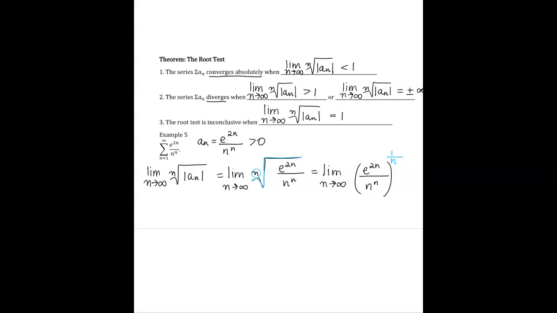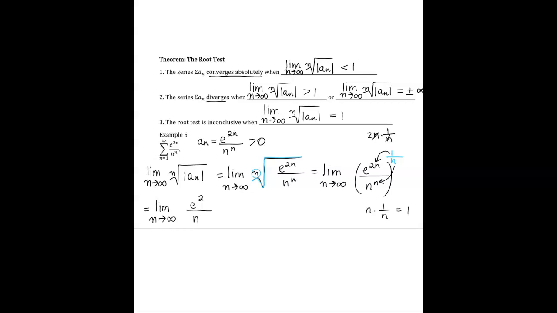So now I can use properties of exponents and actually distribute that exponent of 1 over n into both the numerator and the denominator, which leaves us with the limit as n approaches infinity of e squared over n. Because I'm taking the 2n, multiplying it by 1 over n, those n's cancel, leaving me with the 2 on the e. And then down here, I'm taking the n and multiplying it by 1 over n, which just leaves me with a 1, which is why you don't see an exponent down there on that n.